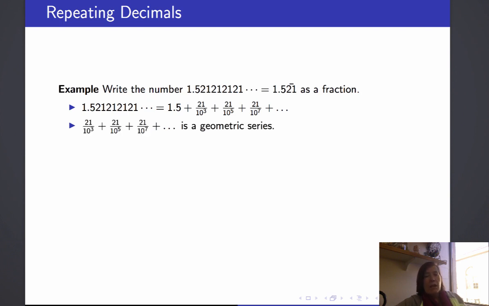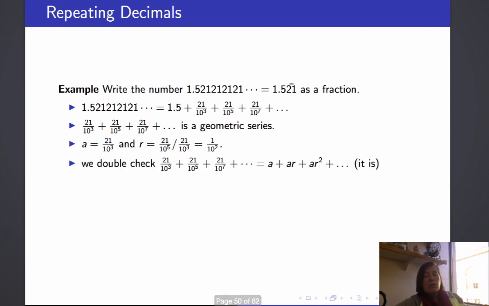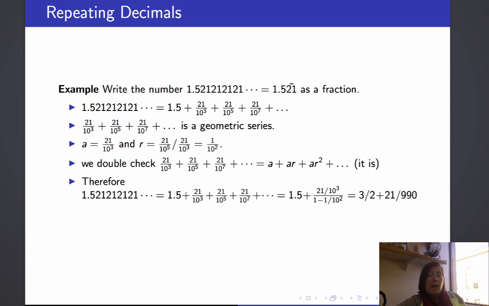Now the part other than the 1.5 is a geometric series, and I can find its sum. The a is the first term, the r is the second term divided by the first. Just to be sure, I should check that the sum from n equals 1 to infinity of a times r to the n minus 1 gives me the same expansion as I have above, and that adds to the fraction 21 over 10 cubed over 1 minus 1 over 10 squared, which is 21 over 990.